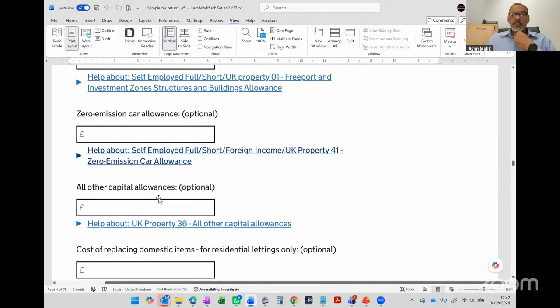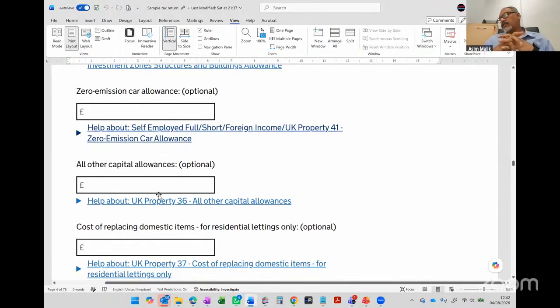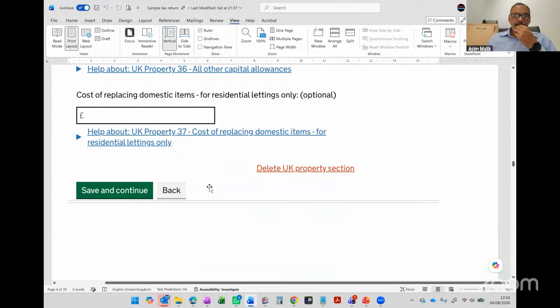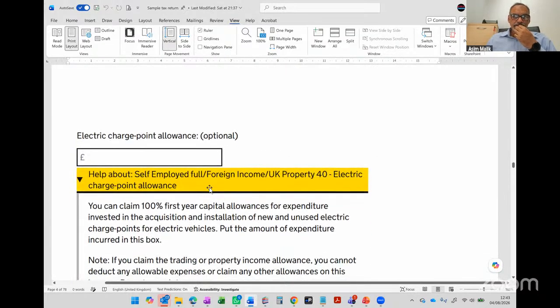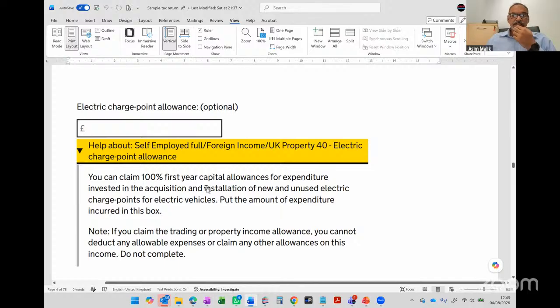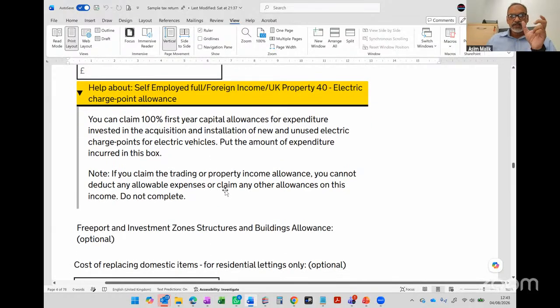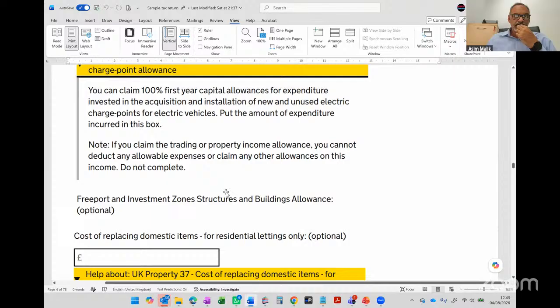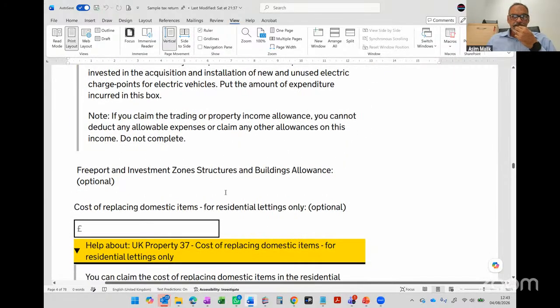One more thing that is starting for some clients this year: if you have installed an electric charger on a rental property, then they can claim allowances against that, which is 100% first year allowances only on the element of charging point.